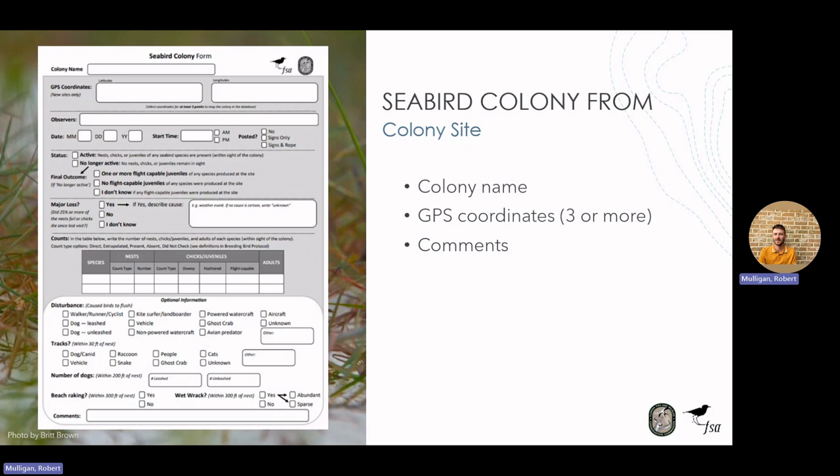When you observe a new colony, you will need to give the colony a unique name and collect location data. Colonies cover an area, so you will need to collect at least 3 GPS coordinates. Colonies may shift or grow or shrink in size over the breeding season. If this happens, you can collect new GPS coordinates to reflect the changes.